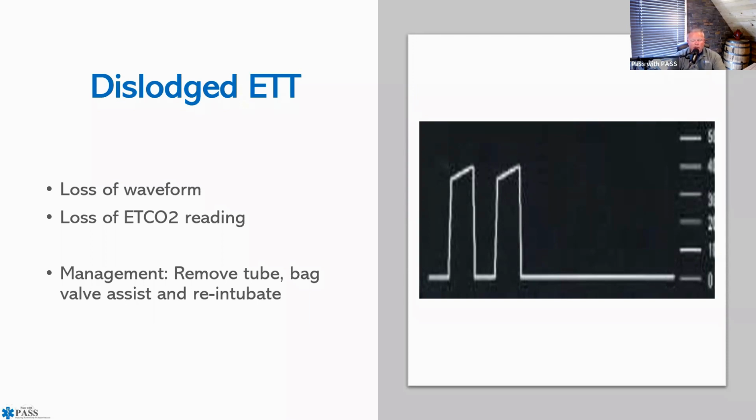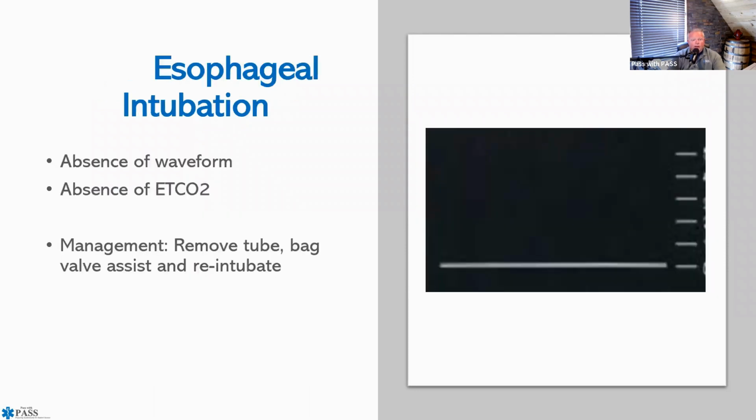What would we do for this? We would remove the tube if they're intubated, or we would bag valve assist the patient if it is just a matter of somebody not squeezing the bag when they should be. But ultimately, if you're not 100% sure where your endotracheal tube is and you're not getting a good waveform on capnography, then certainly remove the tube and go back to your basic mechanisms at a minimum.